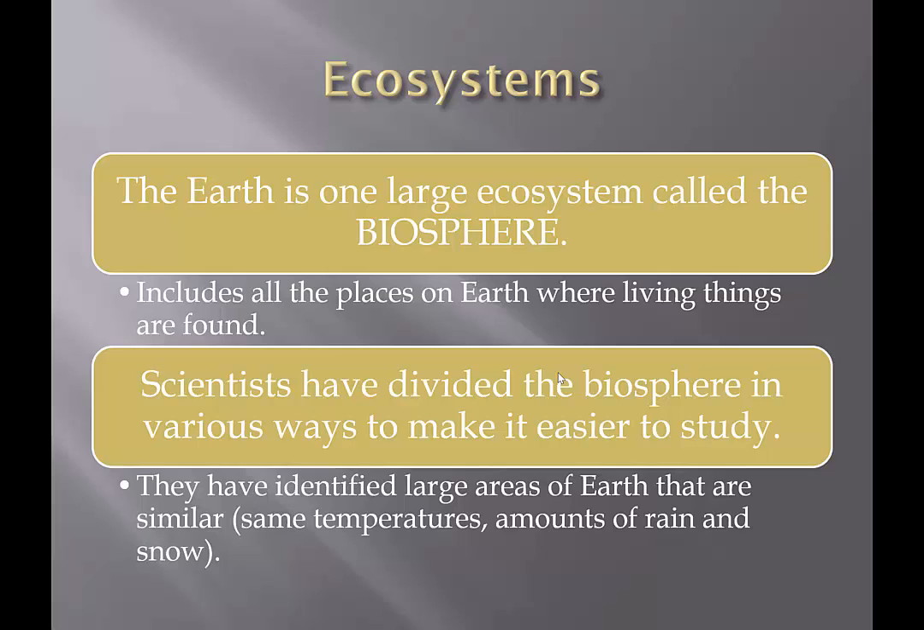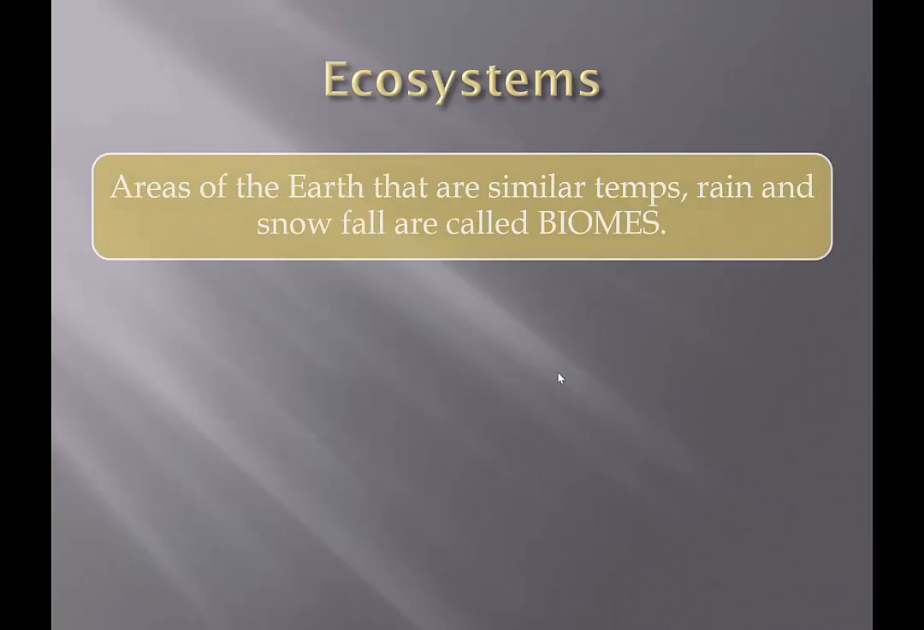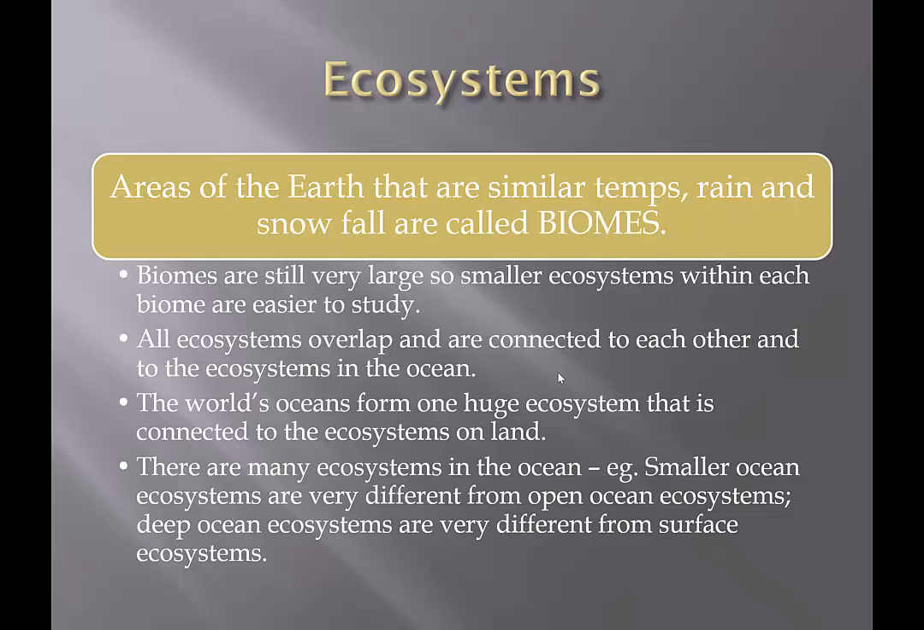So they've identified areas on the Earth that are quite similar. They have the same temperatures, same amount of precipitation, same amount of sunlight. We call those areas biomes. There's a bunch of different biomes around the Earth. We have rainforest biomes, desert biomes, tundra biomes, mountain biomes and polar region biomes. The biomes themselves are still quite large, so even within those large biomes, the smaller ecosystems are way easier to study.